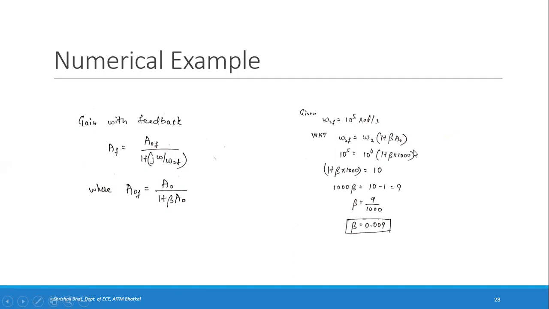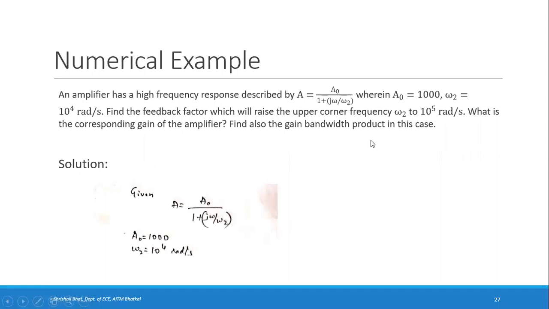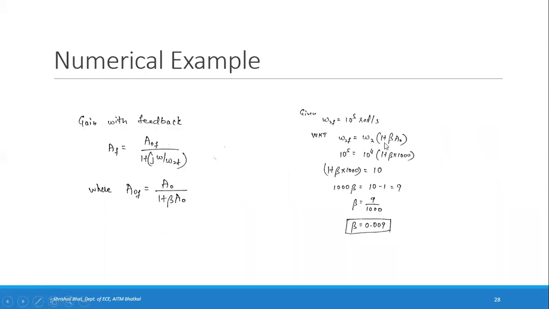So you know all these values except beta, substitute them. Omega 2f is 10 raised to 5. Omega 2, it is given in the problem statement, is 10 raised to 4 into 1 plus beta into A naught, which is also given, it is 1000. So if I rearrange this, 1 plus beta into 1000 is equal to 10 raised to 5 by 10 raised to 4. That means it is 10, right? If I take 1 to the RHS, it becomes 10 minus 1, that is equal to 1000 beta. 10 minus 1 is 9. So beta is 9 divided by 1000. So beta is 0.009. This is the feedback factor.